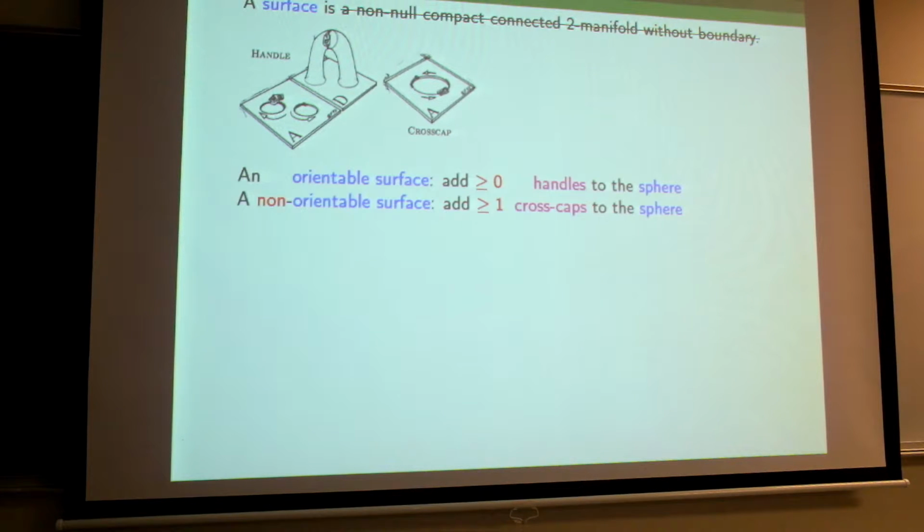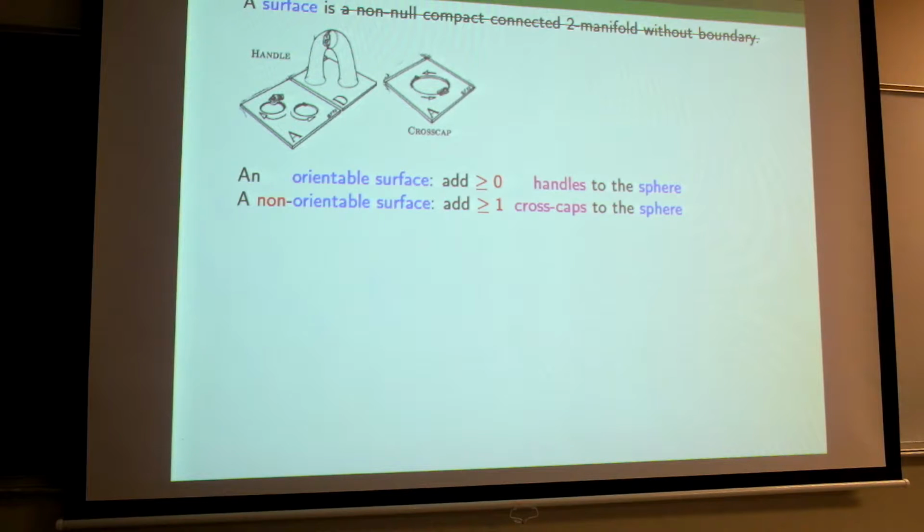I'll say an orientable surface is you start with a sphere and you start adding some non-negative number of handles to this sphere. And then I'll say a non-orientable surface is you start with a sphere, but then you add some number of crosscaps, at least one, to the sphere, and this will be a non-orientable surface. So I told you I will explain what a surface is, but now I'm explaining what an orientable surface and a non-orientable surface is. So maybe I was lying.